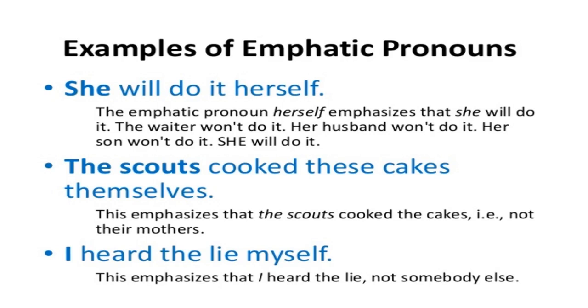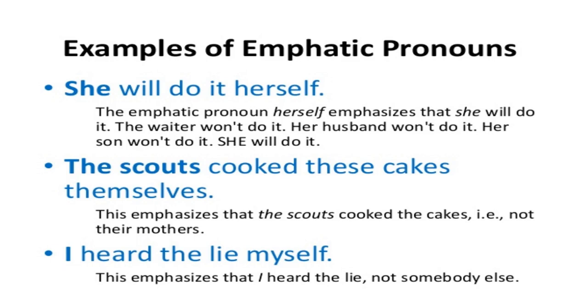Let's see some examples. She will do it herself. In this sentence, she wants to do it by herself and nobody will be helping. So what is the emphasized word over here? Herself. The emphatic pronoun herself emphasizes that she will do it. None of the others will be doing it.